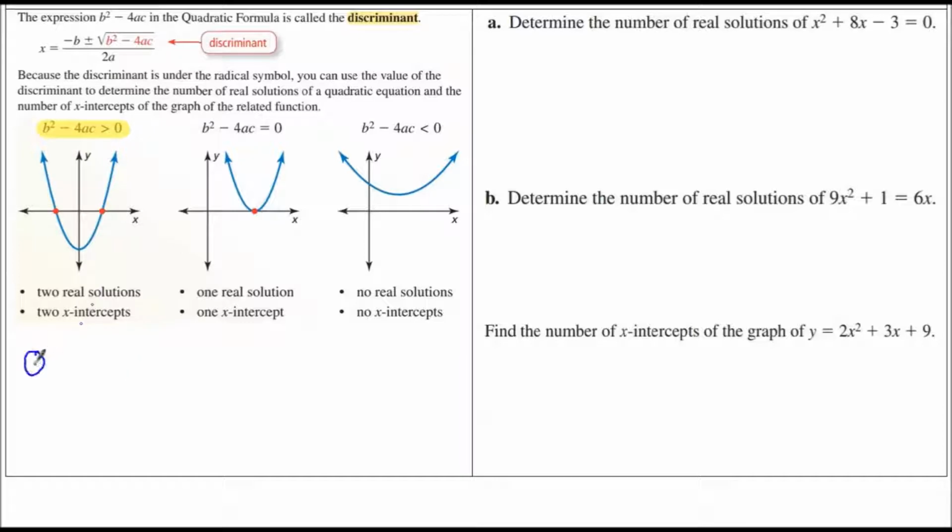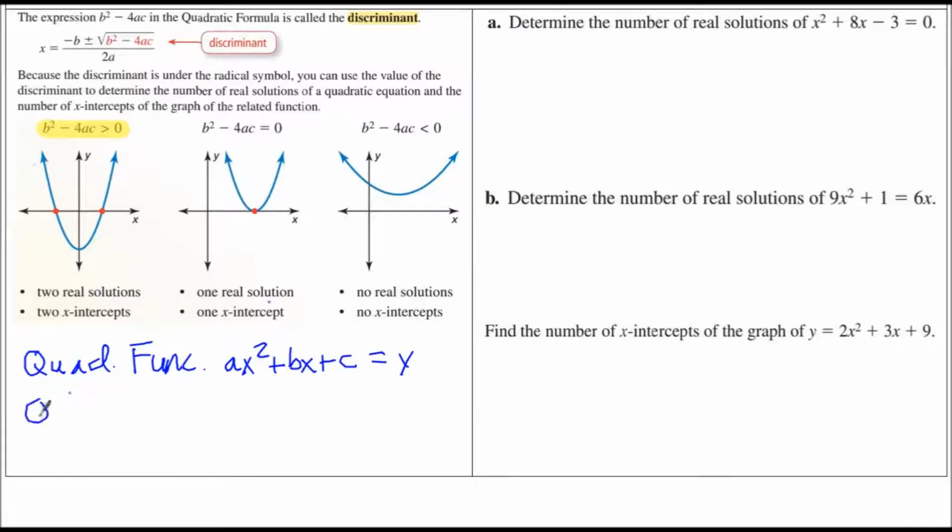A quadratic function. Functions have inputs and outputs. So that would be y equals ax squared plus bx plus c. Input for x, output for y. This is the standard form of a quadratic function. It produces a parabola.